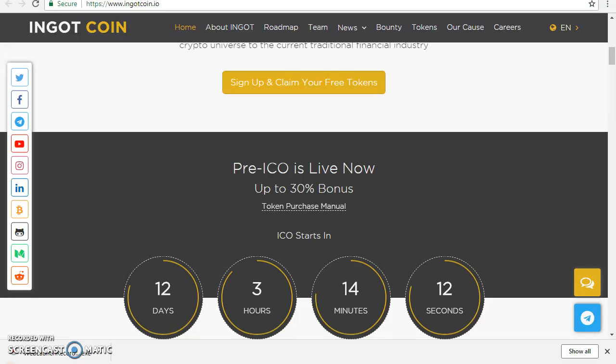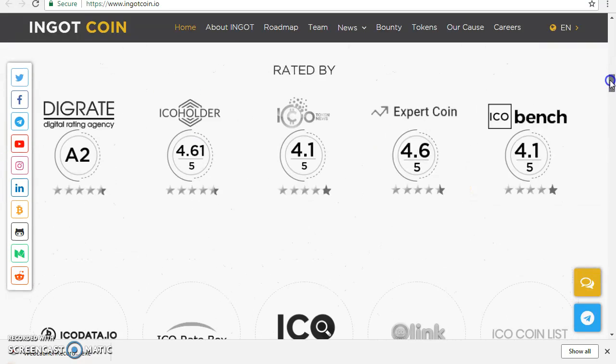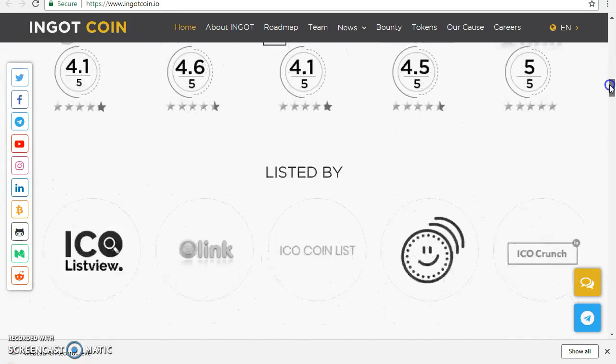It will start on the 1st of July 2018 and it will end on the 11th of August 2018. Our cost price per token is $1 per one INGOT Coin. I advise you to come and join this project because this project is an interesting project that is backed up with good teams.